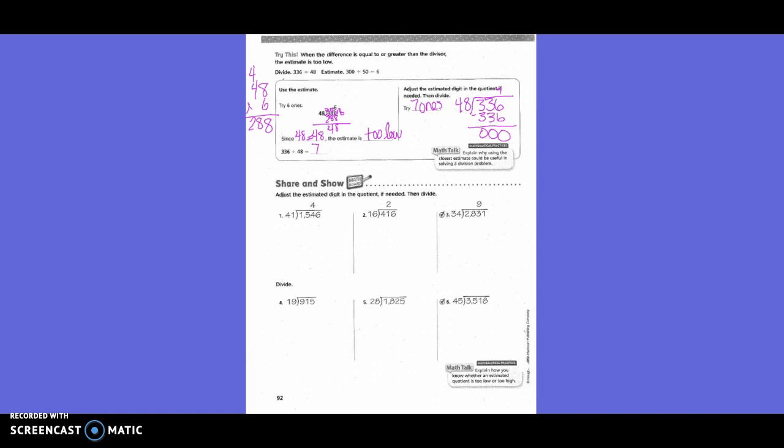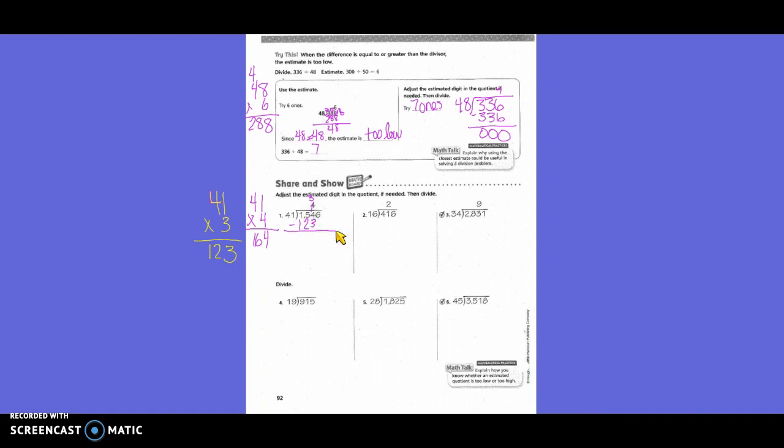So 41 times what? 4. Let's see if it works. So 1 times 4 is 4. 4 times 4 is? So would that work? No. So this should be a 3. So then we're going to take 41 times 3. 3 times 1 is 3. 3 times 4 is 12. So minus 123. That works, right?